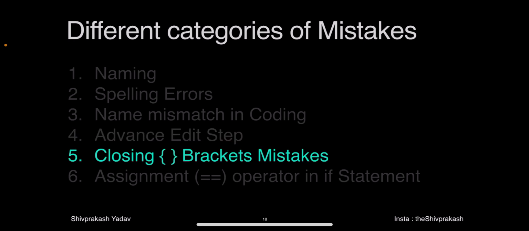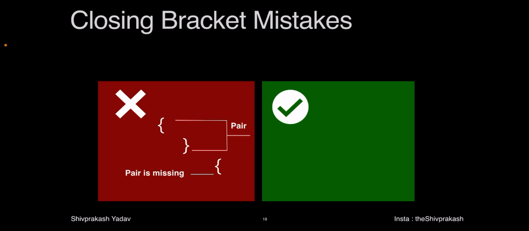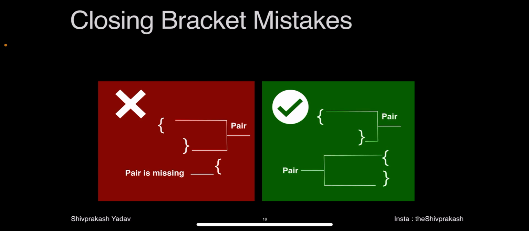The next is closing bracket mistakes. So what is happening, we are not closing the brackets properly. So brackets should always be in pair. Okay, a closing and the opening bracket should be there. Suppose we miss one pair, okay, only we use the opening bracket, then it is going to give us an error. So always remember to have the brackets in pair. So count them, how many opening you have used and how many closing are there. If they match, that means you have solved this bracket issue at least.